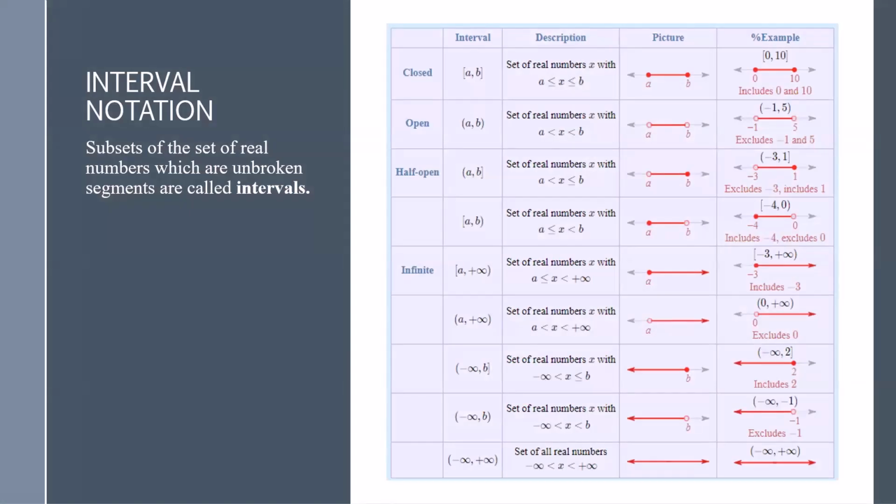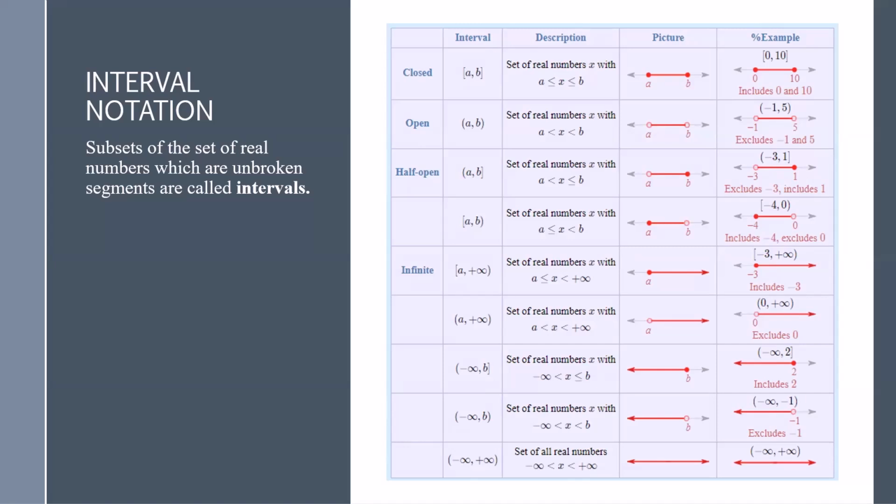Your book talks about interval notation at quite a length. Subsets of the set of real numbers, which are unbroken segments, are called intervals. We can have the closed interval [a, b], for example. That's the set of numbers x which are between a and b, but could include a and b. So for example, the closed interval [0, 10] is all numbers, including 0 and 10, in between 0 and 10.